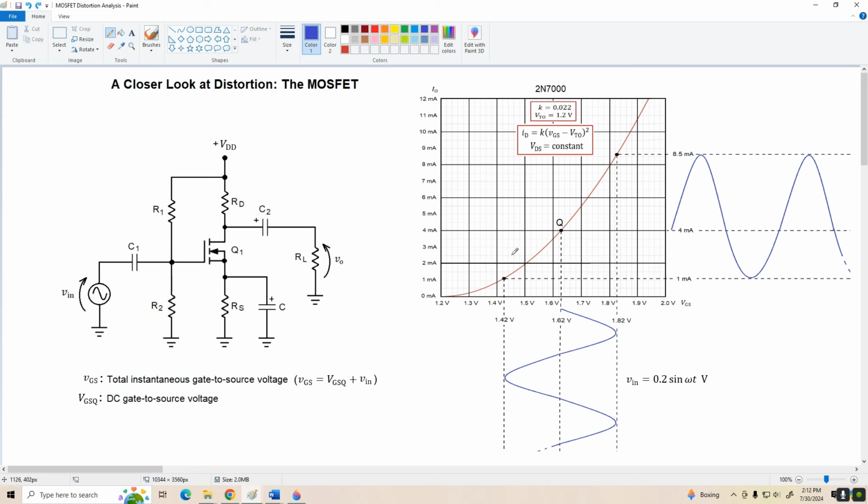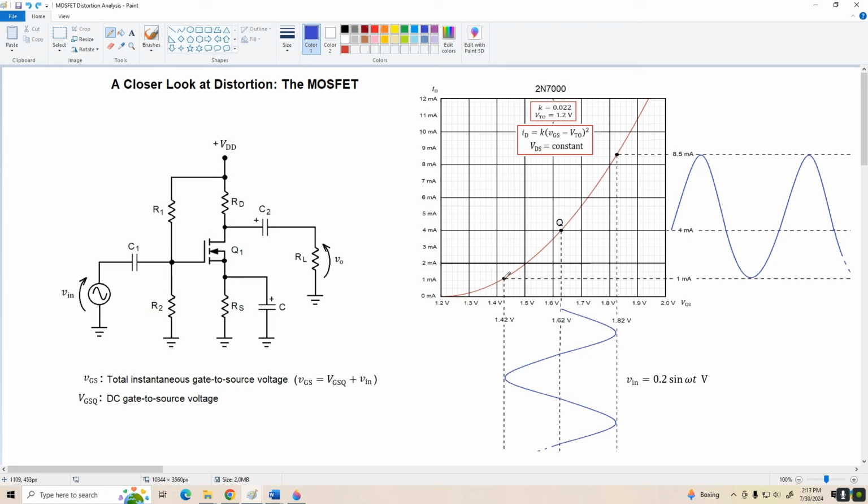Okay, now, what happens when we apply a signal to this amplifier? Well, we've used this voltage divider to establish our Q point here at 1.62 volts in this case. And as Vin goes positive, our drain current increases. And when Vin goes negative, our drain current decreases. But it follows along this nonlinear parabolic path. So we're going to get a distorted drain current waveform as shown over here. We get this stretching and squashing of the waveform that's caused by this parabola.